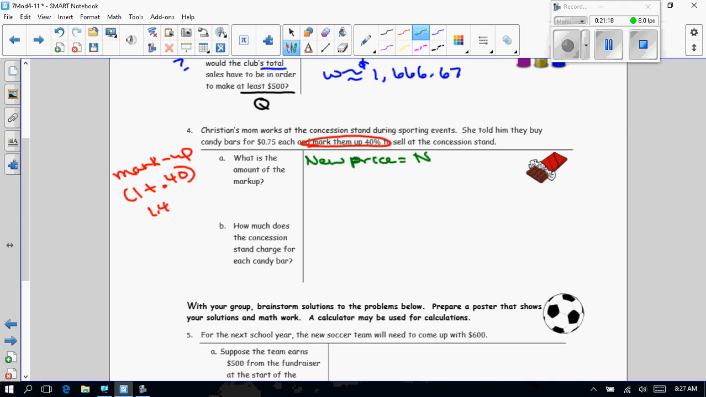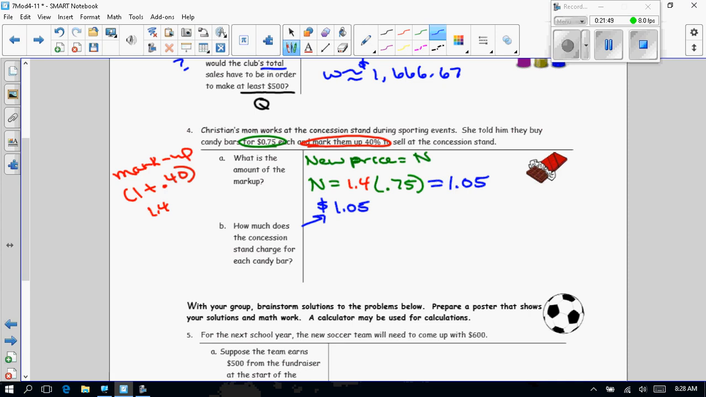How much was the original price? That's the original price. So my new price is equal to 1.4 times the original, which is 0.75. When I do this, I find out that I get $1.05. So the new price, they're going to charge $1.05. I've actually answered part B first.